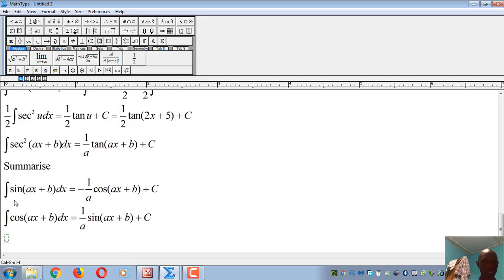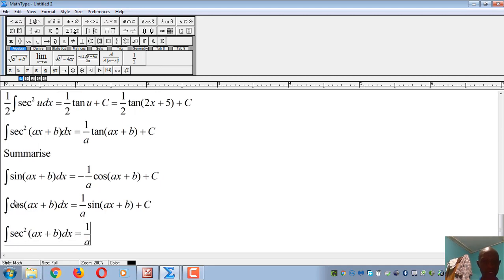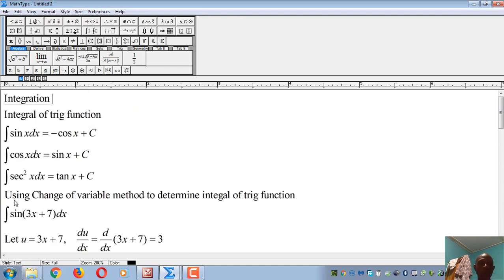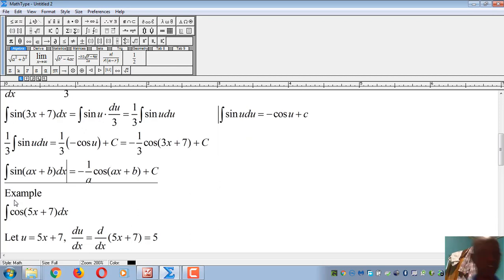So then we have the last: the integral of sec squared(ax plus b) dx. So we have 1 over a tan(ax plus b). So these are what we have for these trig functions using the change of variable method.